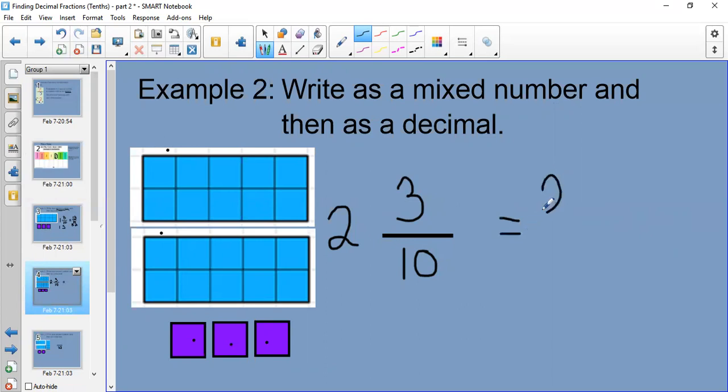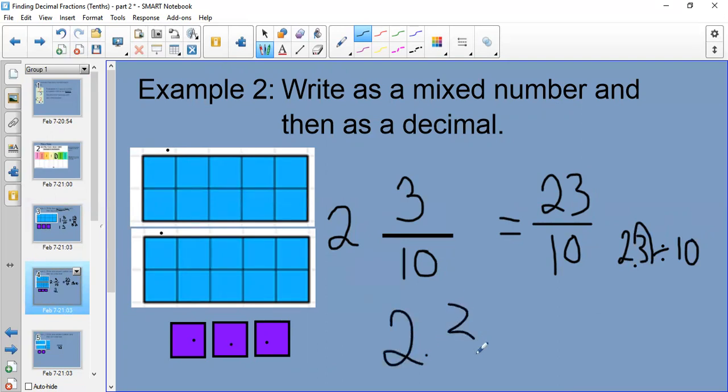Well, just so we're clear, that's essentially like writing 23 over 10. And I know that if I did 23 divided by 10, remember that decimal point has to move back one space. So it moves to here, so it becomes 2.3. So a decimal for this question would be 2.3. 2 whole parts and 3 tenths, okay? 2 and 3 tenths is the same as 2.3.